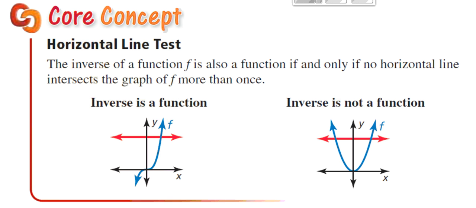So we have a horizontal line test. This is also known as a one-to-one test.